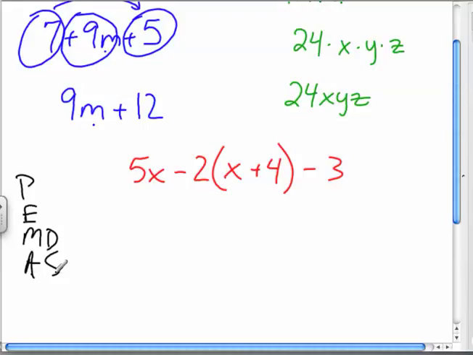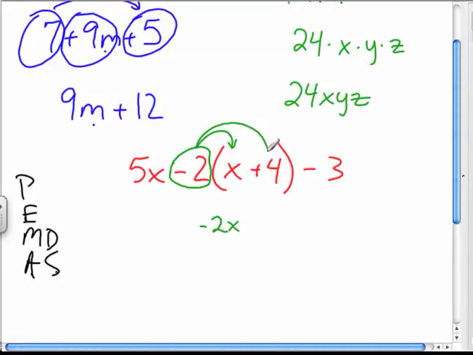Now looking at this, I see that I can't do anything inside these parentheses. X and 4 are not like terms, so I can't combine them. I have to keep them separate in that quantity. But I do see that I've got multiplication. That says negative 2 times this quantity. Okay? So I need to multiply before I can do any combining of like terms. So remember, you keep the sign that's in front of the number. The number goes with the sign in front of it. Negative 2 times x gives me negative 2x. Negative 2 times positive 4 gives me negative 8.